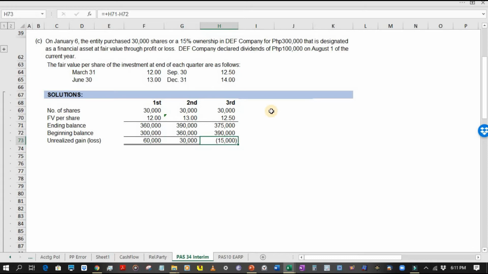And aside from this, we are going to recognize the dividend income of 15,000 pesos, which is the share of ABC Company from the total dividend declared by DAF Company. So the total dividend declared is 100,000 pesos. And since our ownership is only at 15%, our share is 15% of the 100,000 pesos. So that is 15,000 pesos.